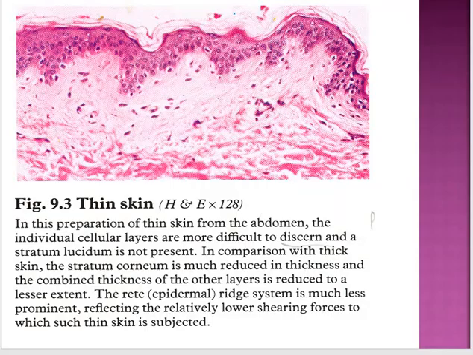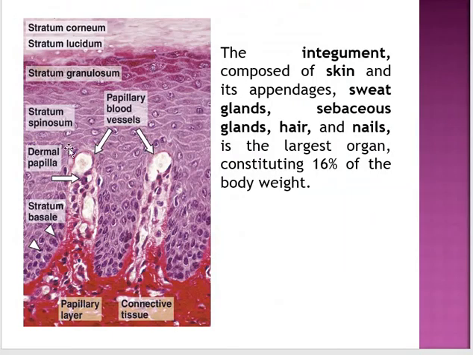If we are looking at the next slide, here we can see the layers of the epidermis. So the epidermis has 5 layers in the thick skin. They are stratum basale, stratum spinosum, stratum granulosum, lucidum, and the corneum. In thin skin, we don't have the stratum lucidum. That's why thin skin will include just 3 to 4 layers.